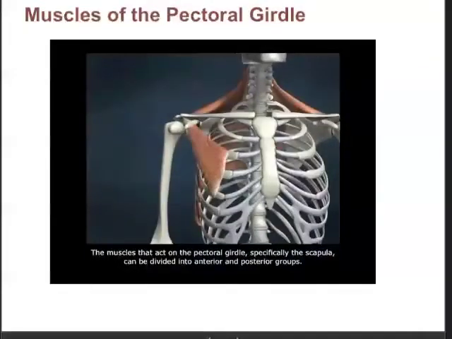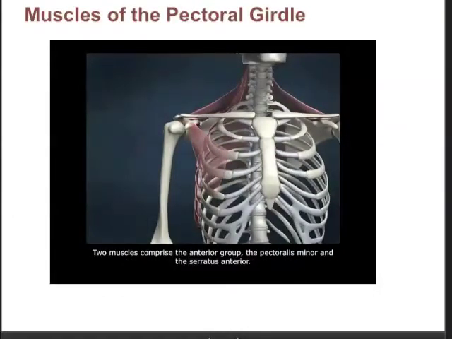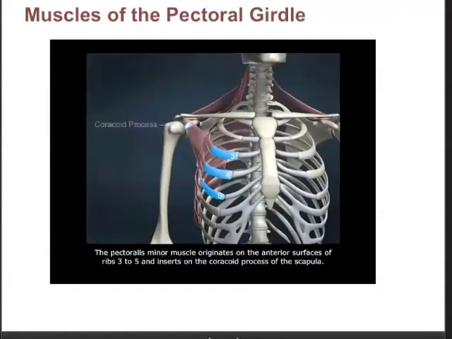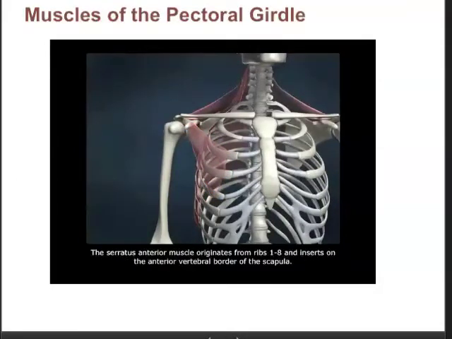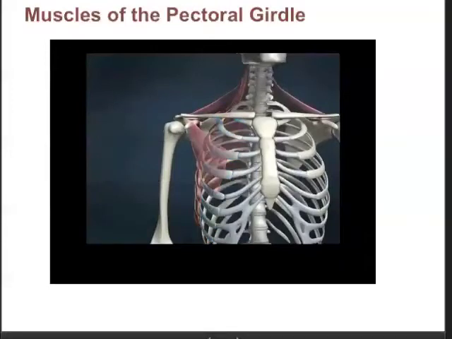Muscles that act on the pectoral girdle, specifically the scapula, can be divided into anterior and posterior groups. Two muscles comprise the anterior group, the pectoralis minor and the serratus anterior. The pectoralis minor muscle originates on the anterior surfaces of ribs 3 to 5 and inserts on the coracoid process of the scapula. The serratus anterior muscle originates from ribs 1 to 8 and inserts on the anterior vertebral border of the scapula.